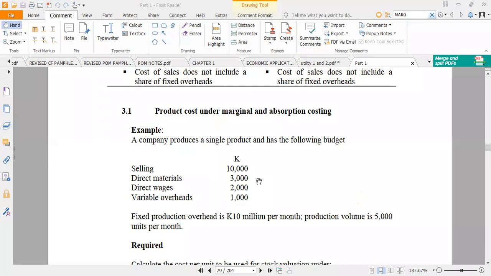Yes, is there a question? Yes. Could you kindly explain again what the variable costs are?